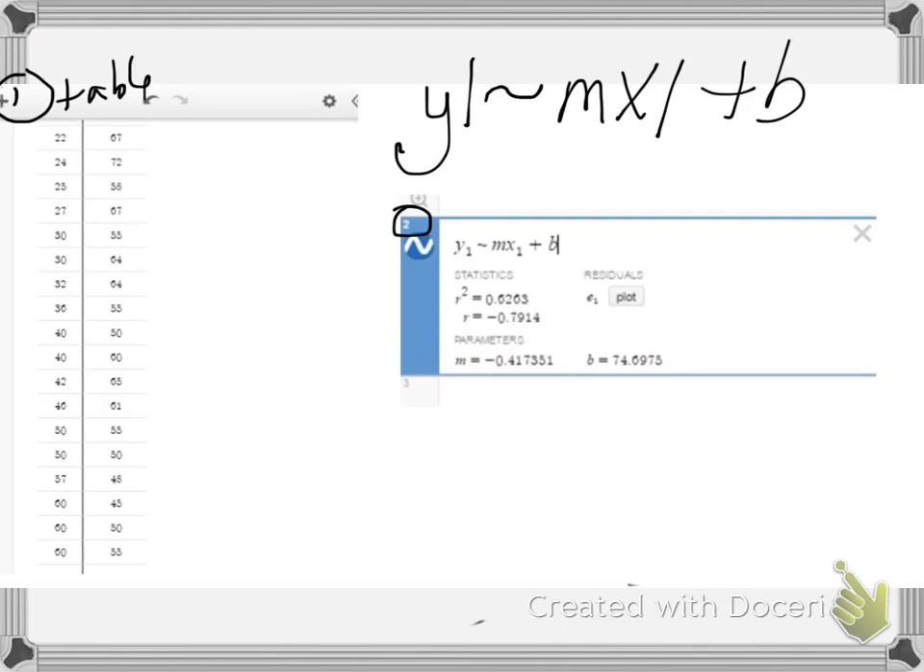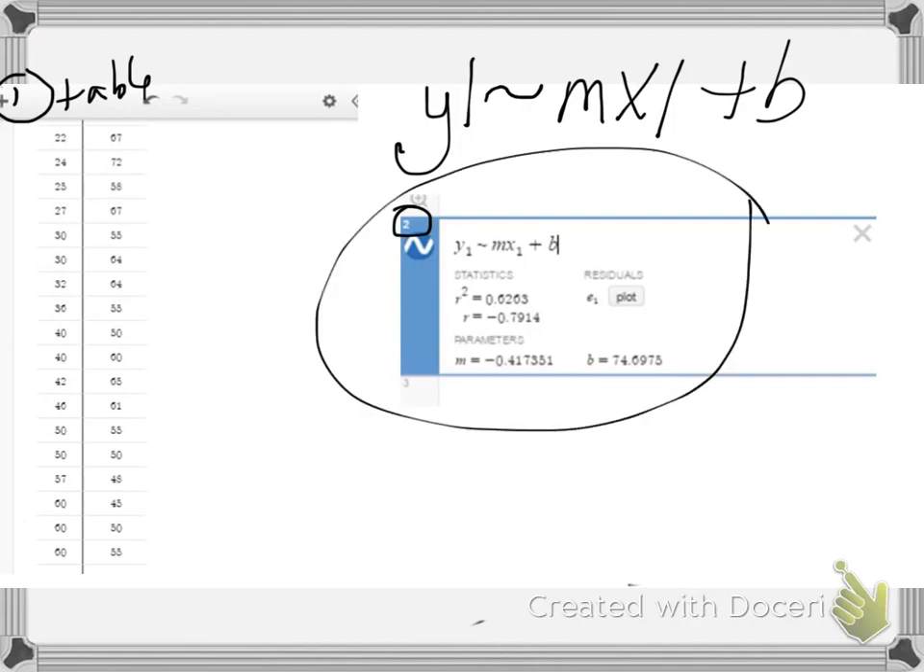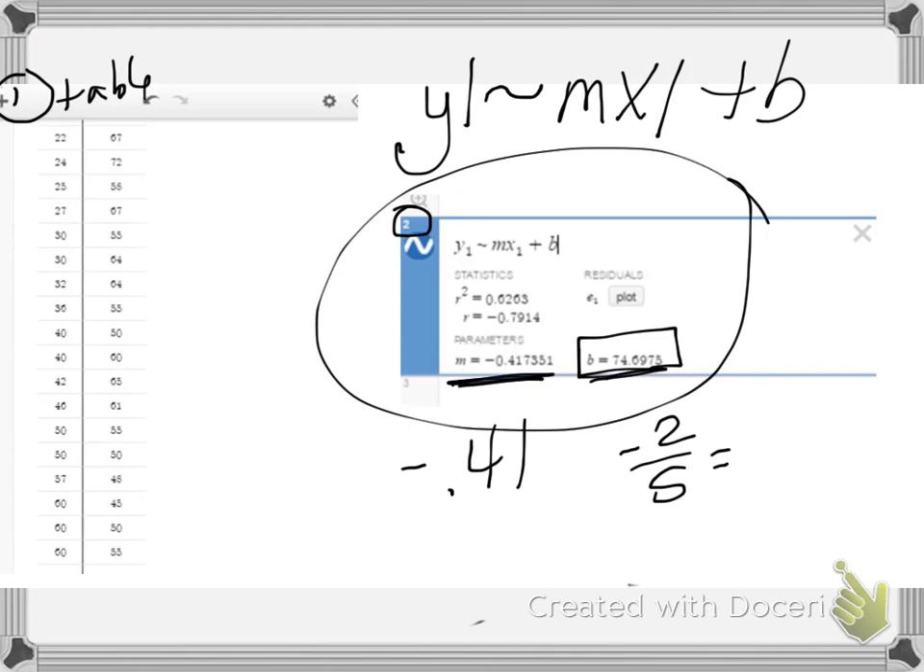Once you do that, all of this information pops up automatically. It gives you the slope. It gives you the y-intercept. As you see, the y-intercept is really close to 75, which is what we said. The slope is negative 0.41. And if you take negative 2 over 5 and divide negative 2 divided by 5, you get negative 0.4. So it's really, really close. As close as we're possibly going to get. So this is just another way to solve that type of problem. You can put it into the table if you're struggling with that.